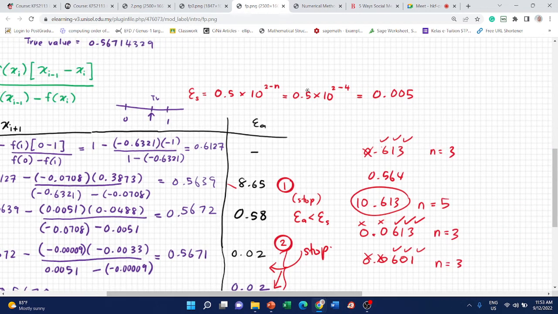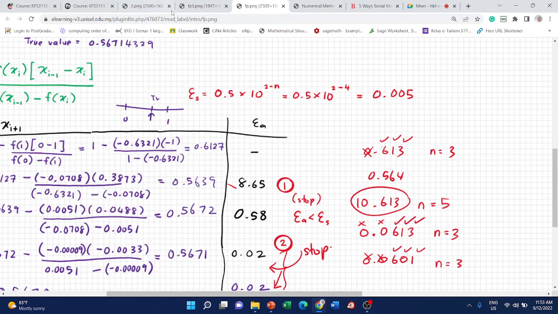Okay, so you substitute, then you have 0.5 times 10 to the power 2 minus 4. Then get the decimal number. You have 0.005. Okay, could you please check? Did you get this 0.005? Check with your calculator. Got it, madam.